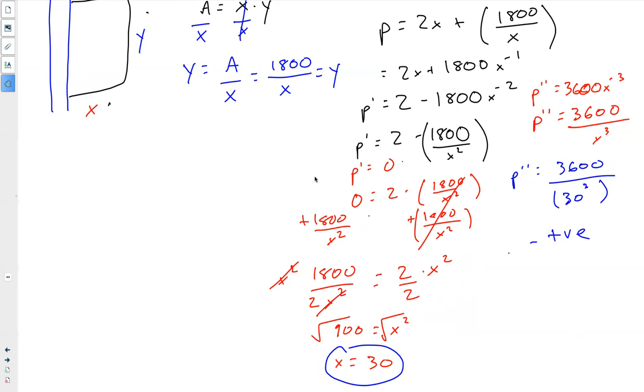Okay, which means that it will be therefore positive at x equals 30. Therefore, this is a min value. Okay, so what do we have to do here? So we know that our x length is 30. So let's go back and we will find our y value, okay?